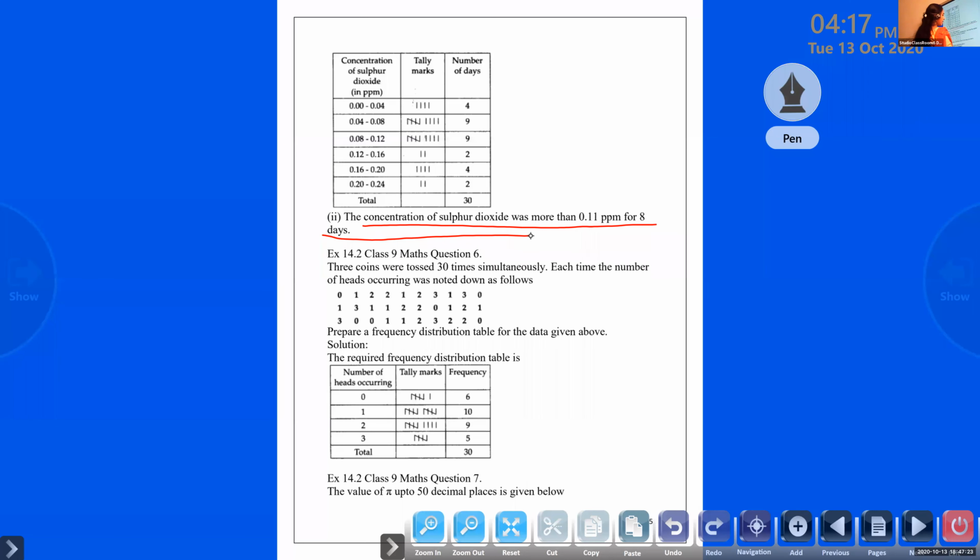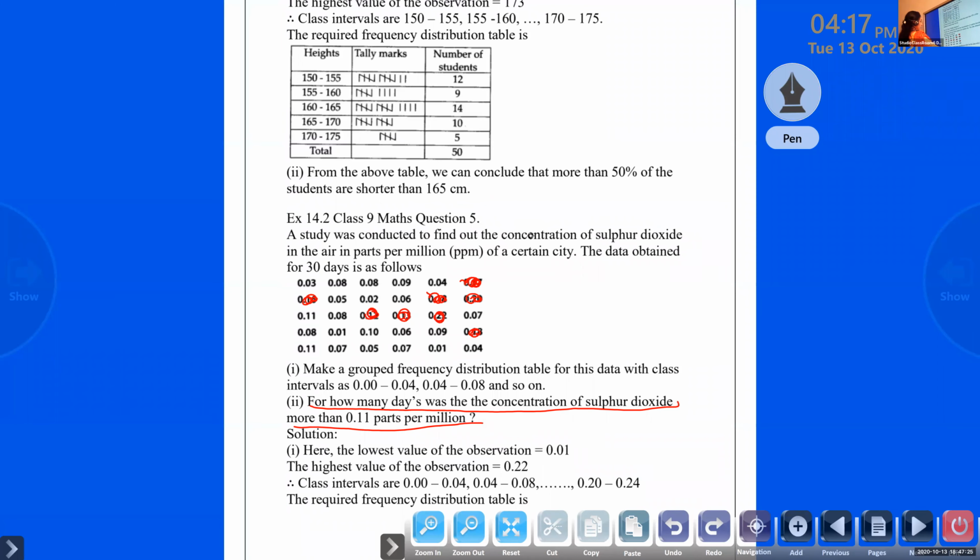One more question is there. Range. Lowest observation 0.01, highest observation 0.22. What is the range here, children? Range is highest observation minus lowest observation. Highest 0.22 minus 0.01, and the answer is 0.21. 0.21 is the range.